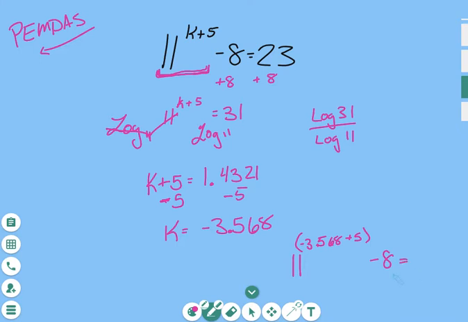And when I type that in, what I should get out is about 23 or 22.99 or something like that, where our rounding error is the problem. So 11 to the negative 3 point whatever plus 5, and then minus 8. And I get really close to 23. I get 22.99. So if you're ever unsure, just type it in where it belongs, and that should check it out for you to make sure that you get an answer that makes sense.